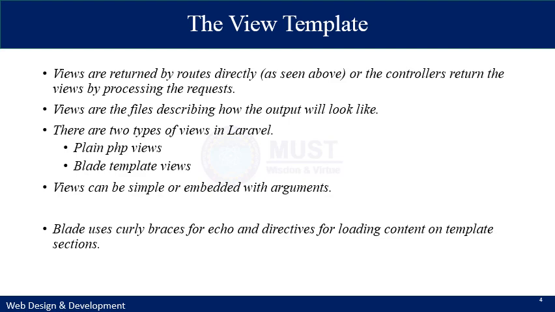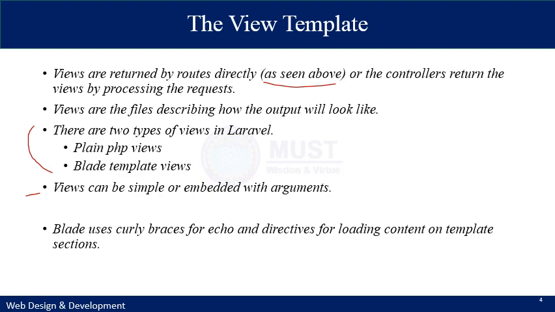Views are returned by the routes directly, as you have seen in the above slide, or the controllers return the views by processing the requests. Views are files describing how the output will look, and there are two kinds of views, as we discussed in the last slides: the plain PHP views and the blade template views. We have also seen that views can be simple or they can be embedded with arguments.